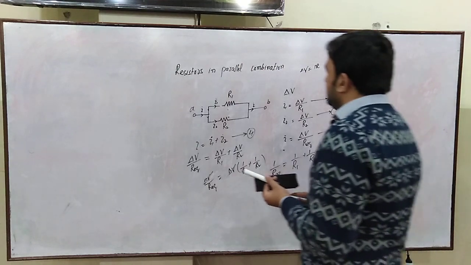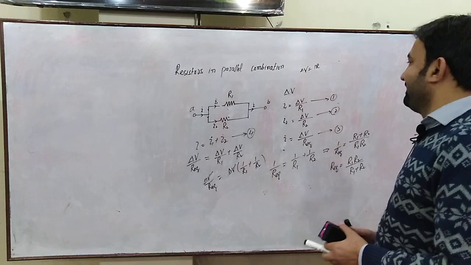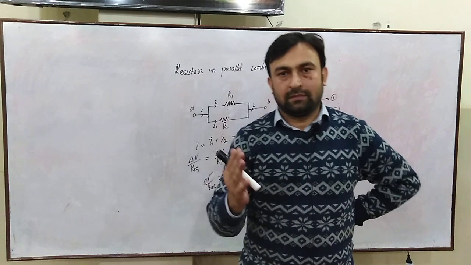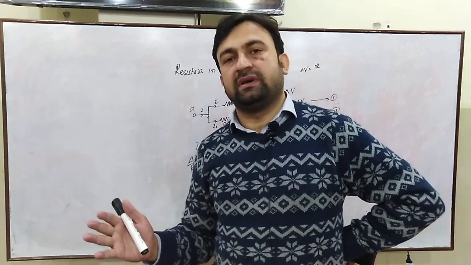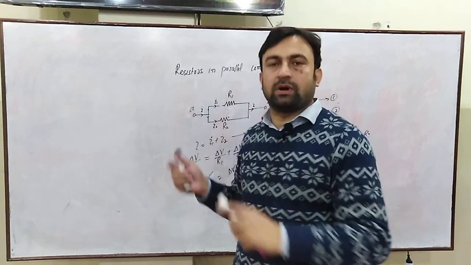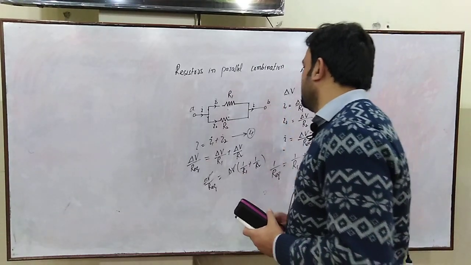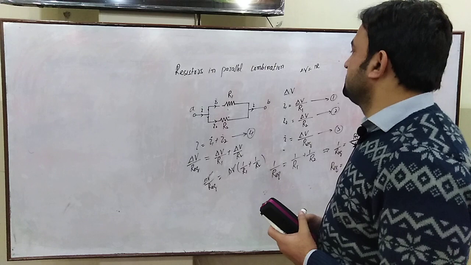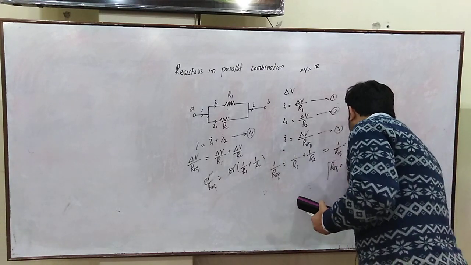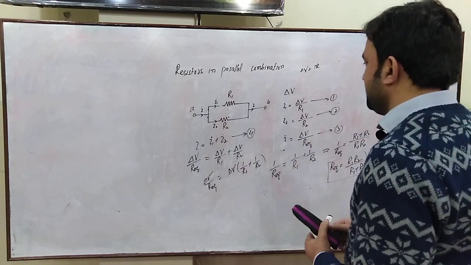So in parallel combination, to find the equivalent resistance, we take the reciprocal of each resistance, then we take the sum of the reciprocals of each resistance which is in parallel combination, then we take another reciprocal, and that will give you the equivalent resistance of that circuit wherein the resistors are in parallel combination. So this is the equivalent resistance in case we have two resistors in parallel combination.